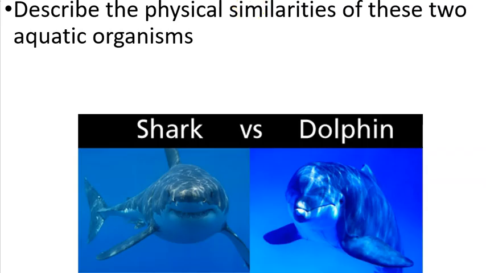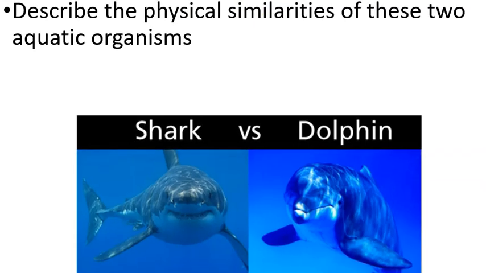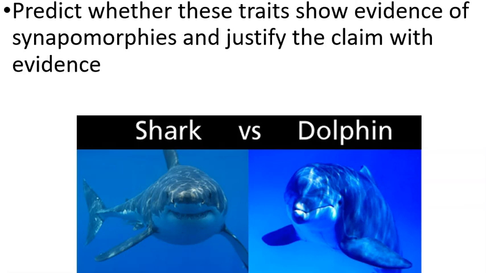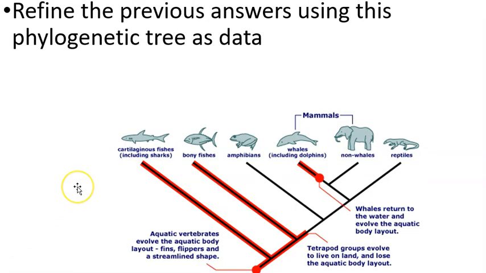And so, do a little practice here with me. You can see right here, shark and dolphin. Think about some similarities. Then predict whether these traits show evidence of synapomorphies, which means traits that are derived relatively recently, and justify the claim with evidence. Hopefully you think about it: the shark is a cartilaginous fish. Breathing air, not breathing air, bones, cartilage, very different developments, and nursing young and stuff. And you can see cartilaginous fish are pretty ancient.